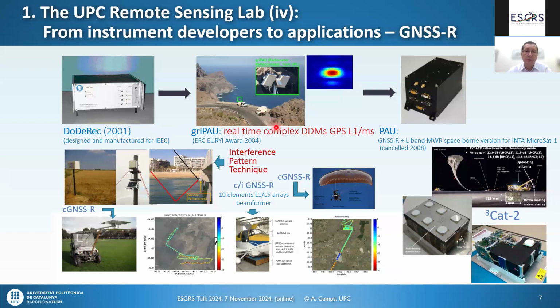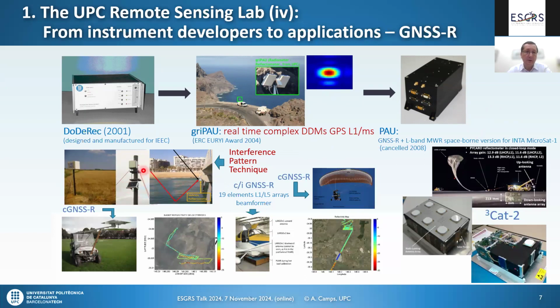A few years later, thanks to the ERC European Young Investigator Award, we developed the first GNSS-R instrument that was able to compute the delay Doppler maps in real time. And what you see here is actually a slowed down version, because each of these frames corresponds to 1 millisecond of data. This is on a cliff in the Canary Islands. And by the year 2008, we already had a spaceborne prototype for INTA Microsat 1, but unfortunately, due to the economic crisis, that mission was cancelled.